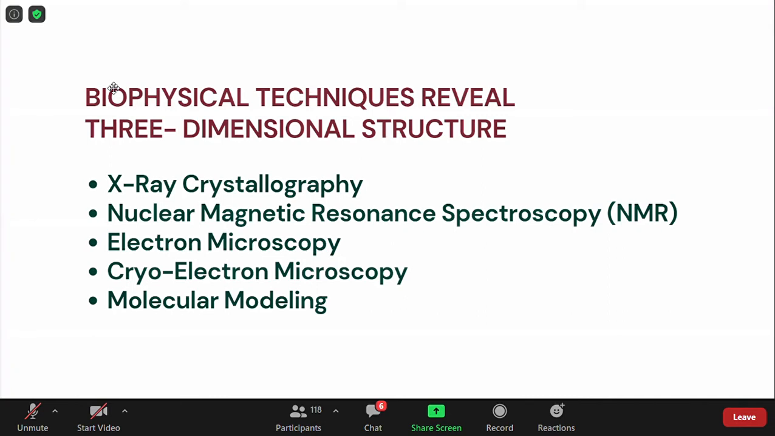Biophysical techniques reveal three-dimensional structure. Now we will not be doing this. Laboratory work is very hard to do in the situation that we have now. We cannot have a face-to-face lecture, so how much more if you do laboratory work? And in the second place, we do not have such machines. We do not have an electron microscope or cryo electron microscope or an NMR, X-ray crystallography. Well, molecular modeling, you can have your ball and sticks.